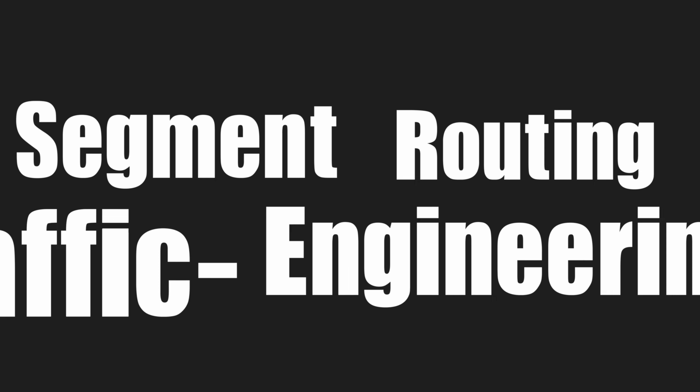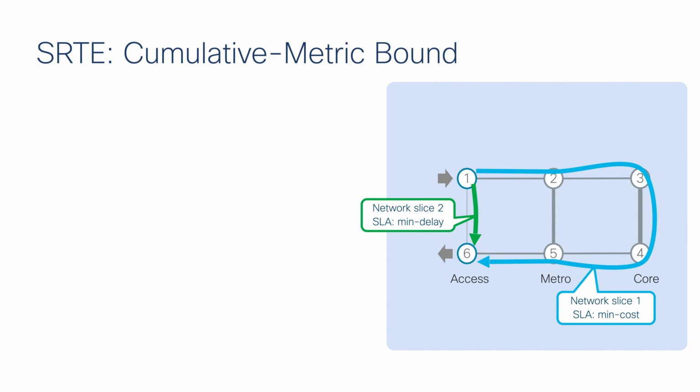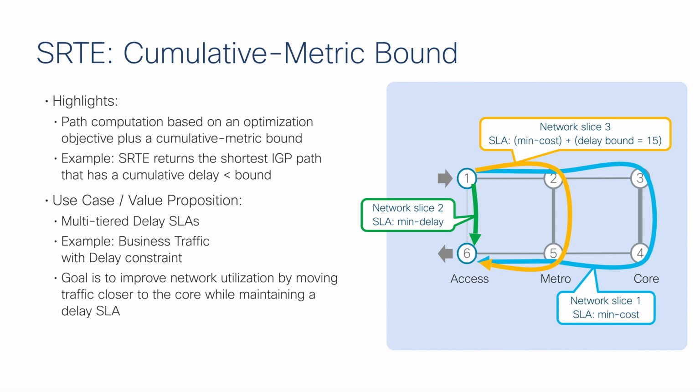Okay, now we're going to move on to our third area of segment routing MPLS innovations for IOS XR 7.3.1, and that is segment routing traffic engineering. We're going to highlight one of the new key functionalities available for SR-TE that we call Cumulative-Metric bounds. With this new functionality, we're going to allow an SR-TE head end to compute a path based on the optimization objective, which is the main metric of the policy, plus a new cumulative metric bound. For example, a head end can compute a path that will return the shortest IGP path to an endpoint that also qualifies as not exceeding a cumulative delay.